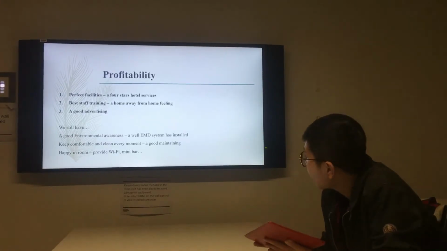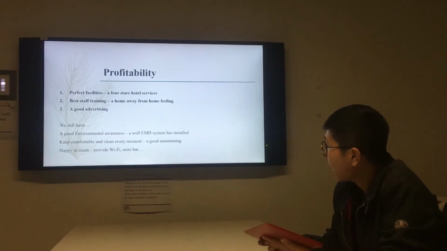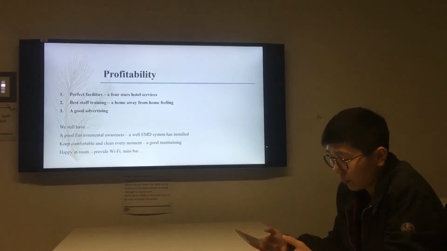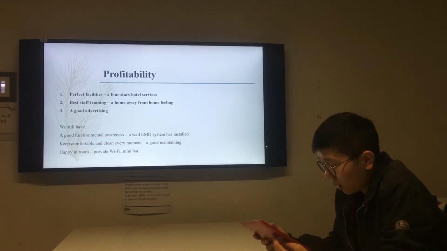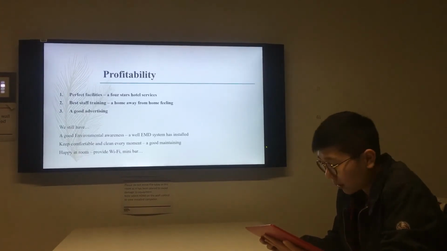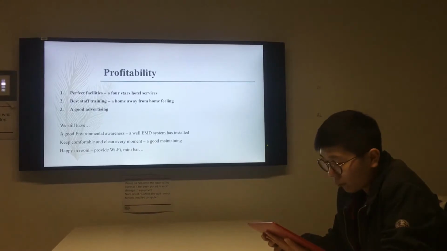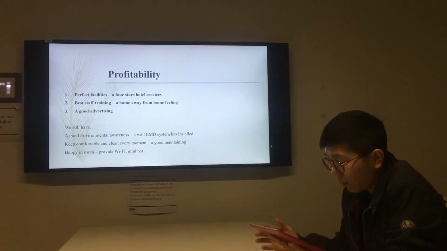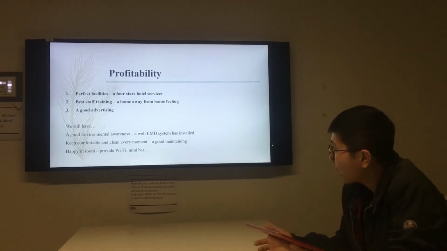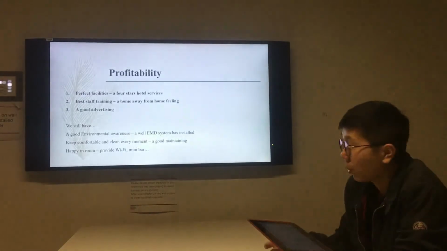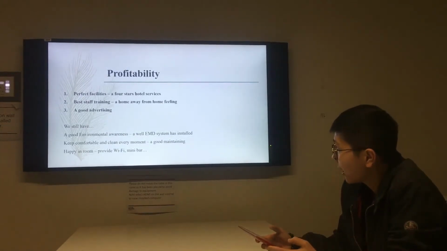The second one is the best staff training, which lets the customer feel like a home away from home, because we pay them at level 1 in the first year, but at level 3 in the latest year. We train them frequently, and we pay a lot of money to train them. So of course we provide the best staff training.